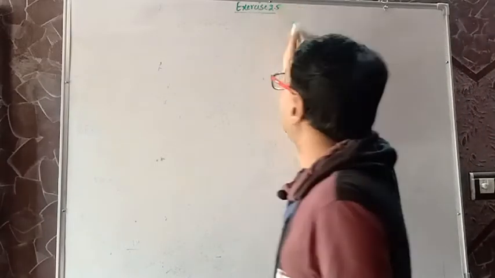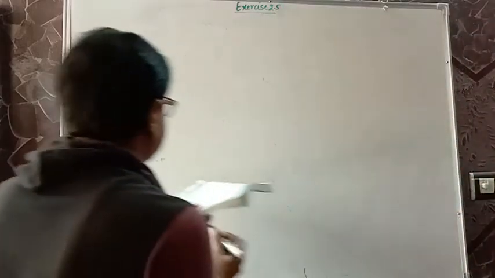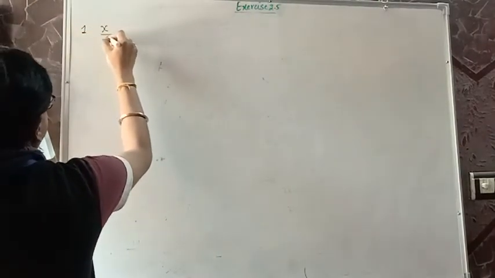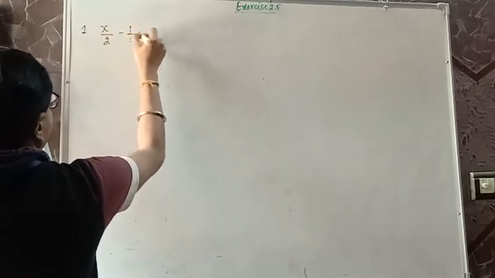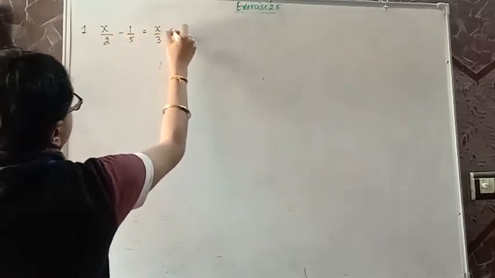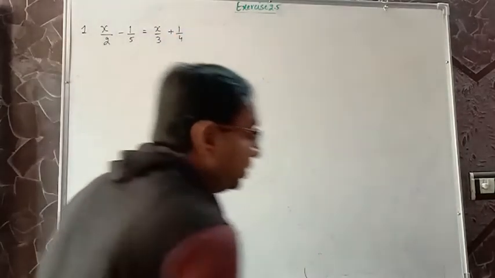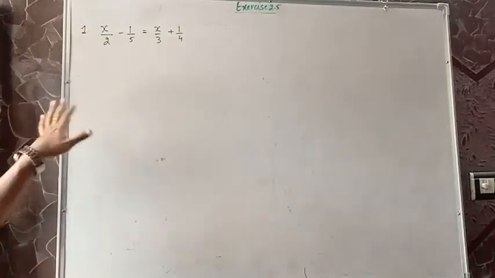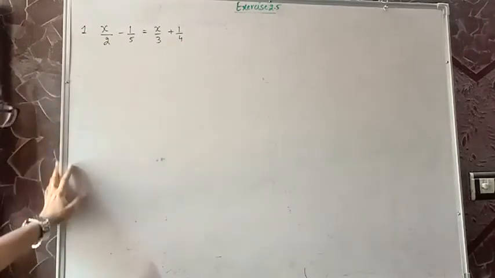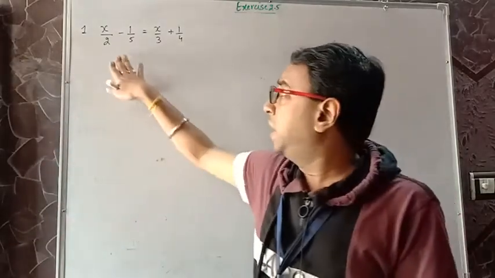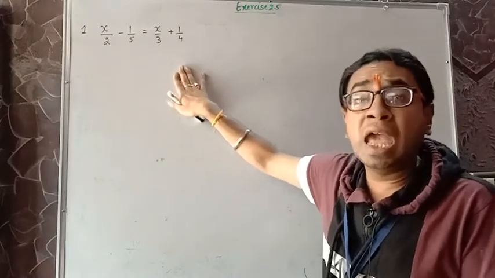Exercise 2.5. First question I'll take right now. Solve the following linear equation. Definitely they are linear equations. x by 2 minus 1 by 5 is equal to x by 3 plus 1 by 4. Just see how to do. For your better results and for not getting into tough solutions, I would suggest solving and taking the LCM here only.